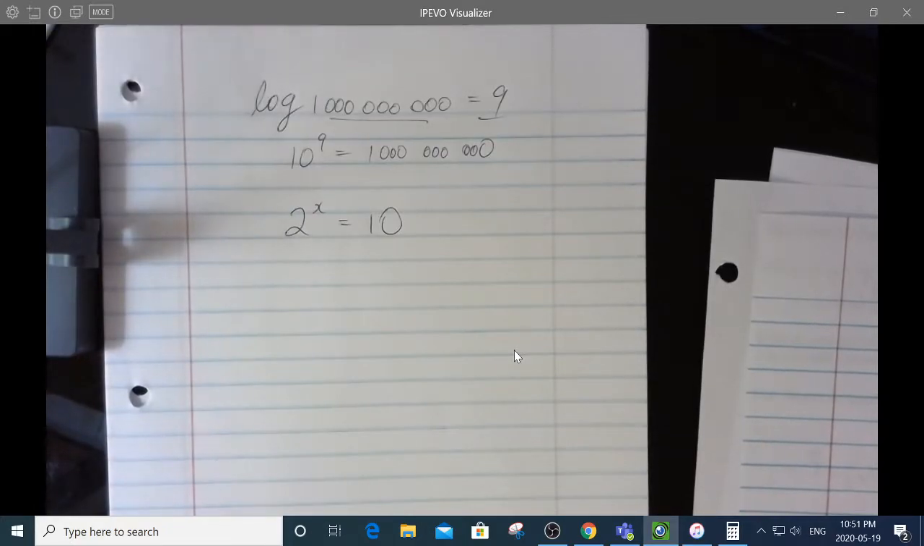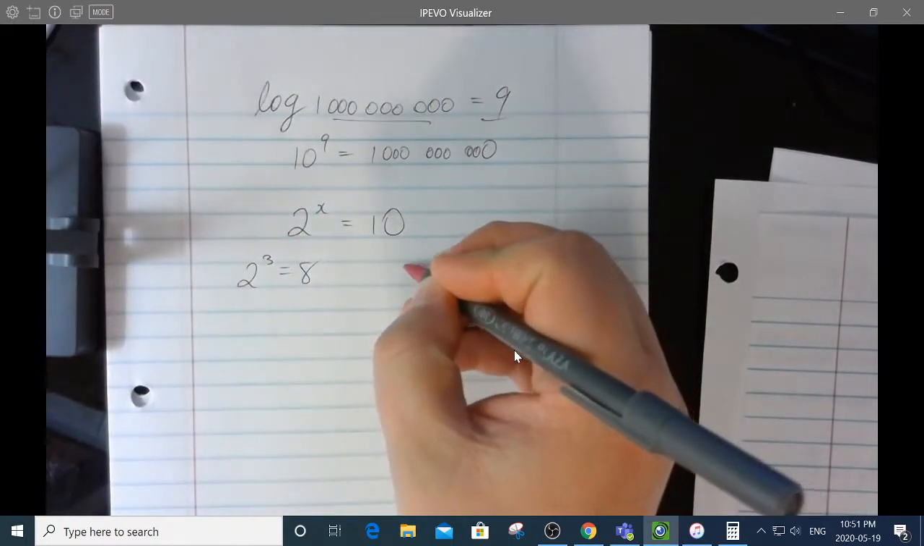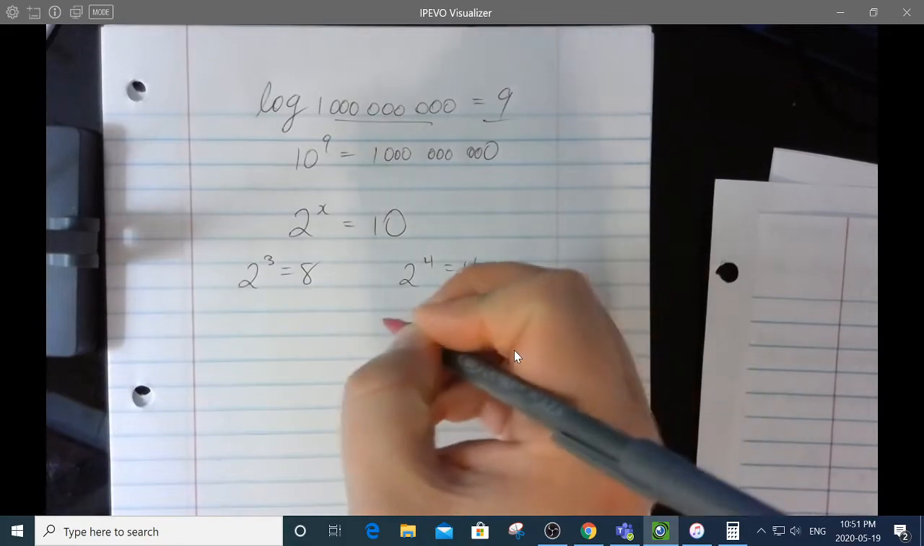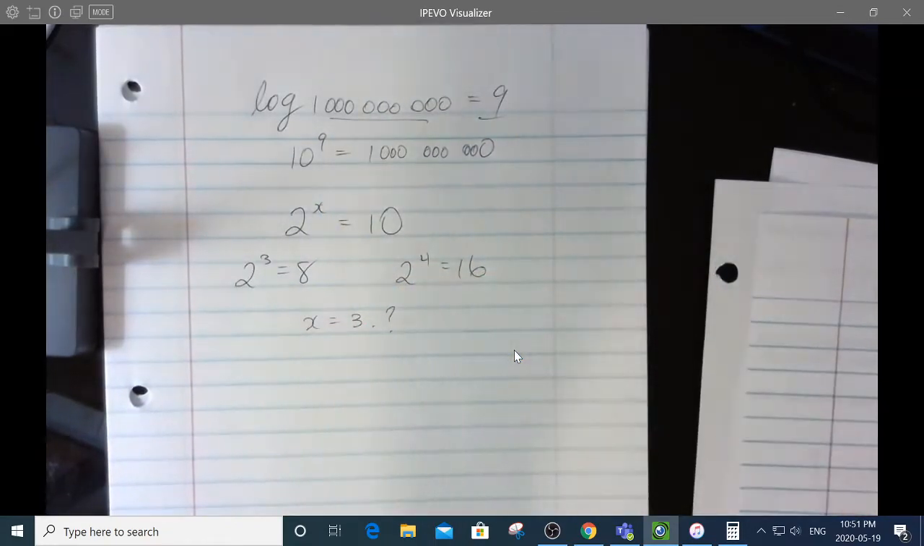Well, you could guess and check if you liked. You know that 2 to the power of 3 is 8, and you know that 2 to the power of 4 is 16. So you know that this x here has to be 3 point something. But that's about it. You're just estimating.